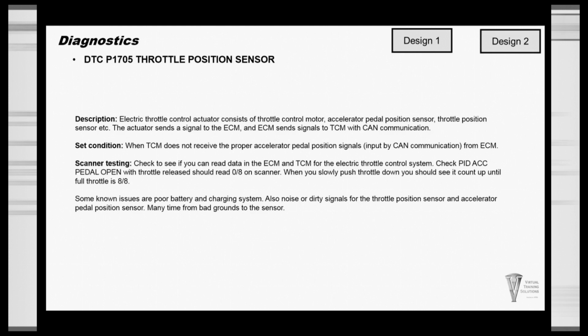So what we need to do is look at the ECM and see how the throttle actuator, the accelerator pedal position sensor, and the throttle control motor are operating. This usually is a bad ground, bad battery, or charging system issue. The first thing they want to do is shut the throttle response down if they have an inaccurate signal.